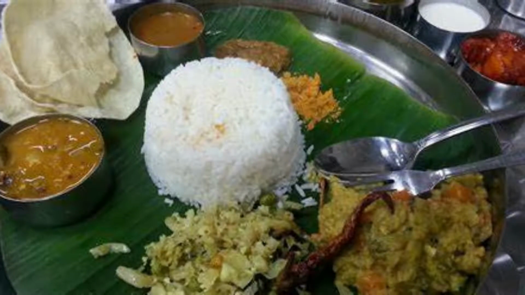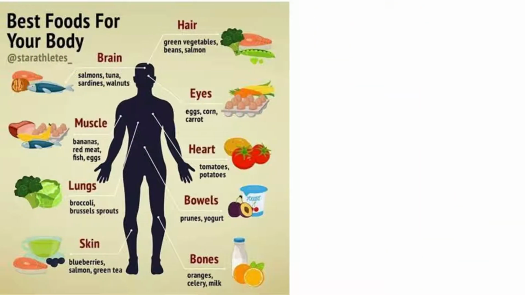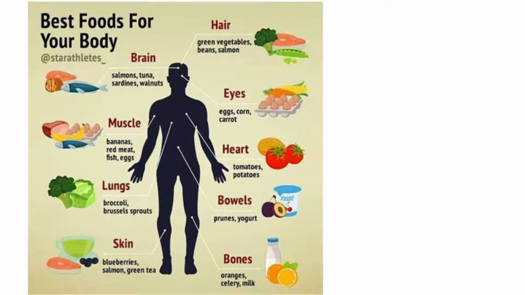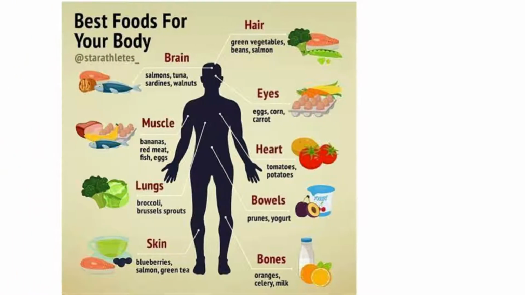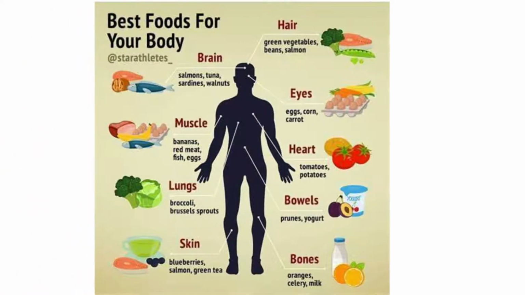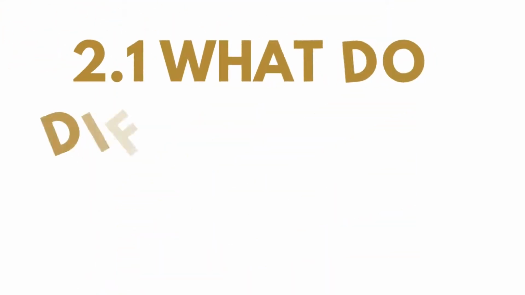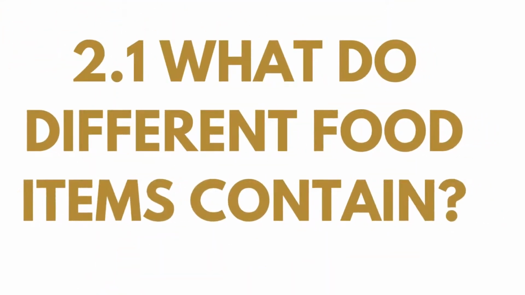There must be some reason though why meals usually consist of such a distribution. Do you think that our body needs different kinds of food for some special purpose? What do different food items contain?